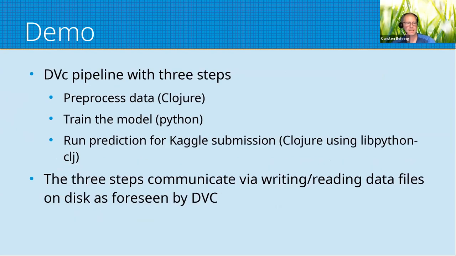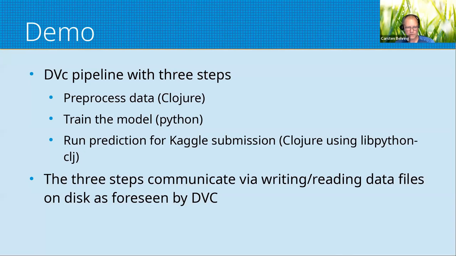We will see a DVC pipeline with three steps. We will process the data, that is in Clojure. We train the model, that will be in Python. Then we run the prediction, and there I will use Clojure using libpython-clj. So in training and run prediction, it will both be the simple transformers library, but the prediction step is not critical at all. It runs without any problem via libpython-clj. It was the training which was not working well. These three steps communicate via writing and reading data files on disk as foreseen by DVC. Voila, that we will look at now.